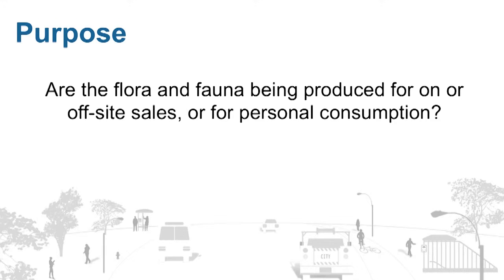Next, let's look at purpose. Is the growing taking place for personal consumption, or is the food grown on the plot typically being sold into retail or wholesale? Some cities are concerned about on-site sales or off-site sales from community garden parcels, and they restrict that.